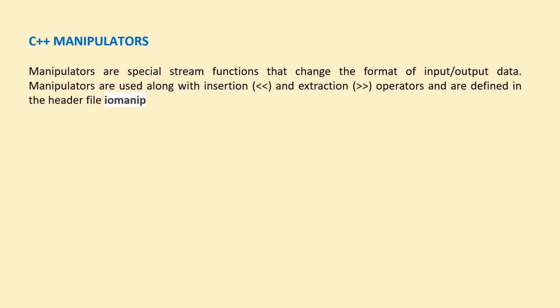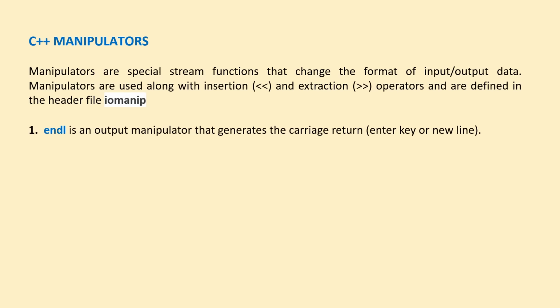Manipulators are special stream functions that change the format of input or output data. Manipulators are used along with insertion and extraction operators and are defined in the header file iomanip. Let's take a look at a few of the C++ manipulators.